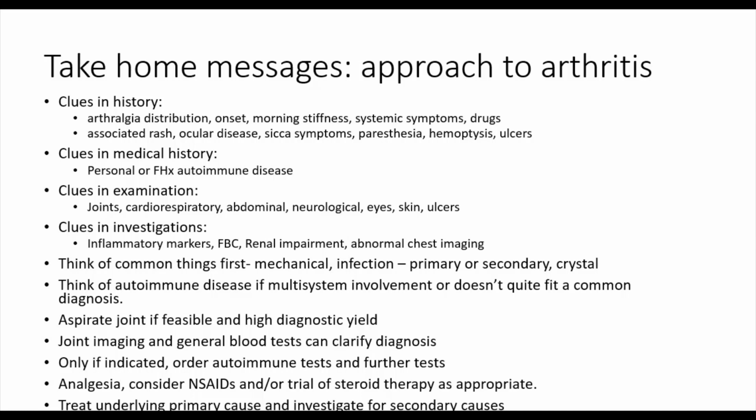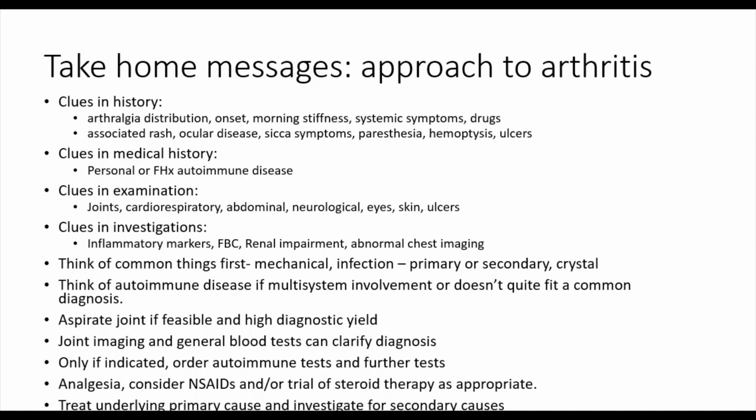The eyes are an important site to examine, as ocular inflammation is associated with various autoimmune diseases as discussed. A thorough examination of the skin is important to try and identify any abnormal rashes that may help clarify the diagnosis. And lastly, looking in the mouth is important to look for evidence of oral ulcers. Then there are several clues that can be obtained from the basic investigations.